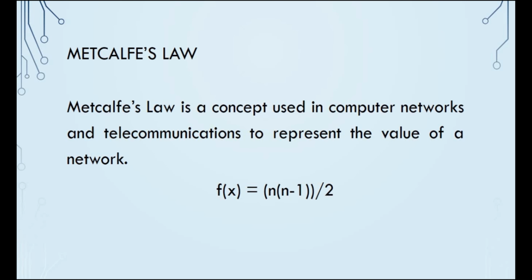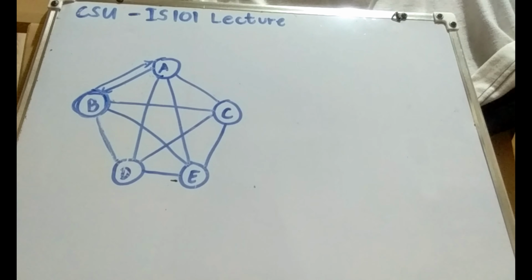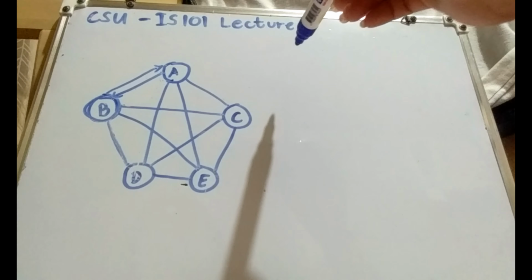Metcalfe's law is a concept used in computer networks and telecommunications to represent the value of a network. It states that the value of a telecommunication network is proportional to the square of the number of users. So this is the formula. f(x) is equal to n times (n minus 1) divided by 2. This is the formula of Metcalfe's law.